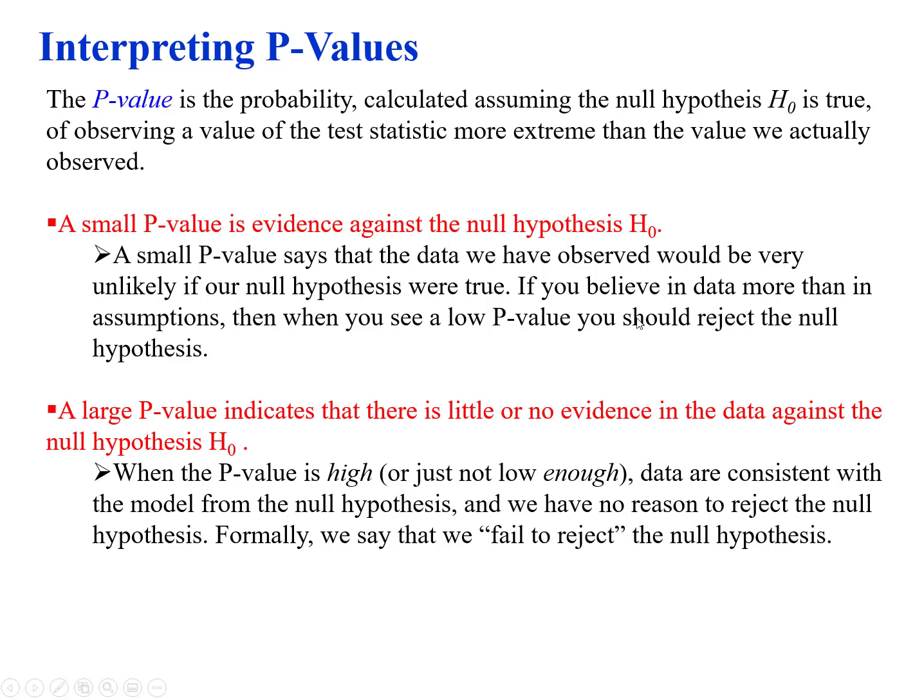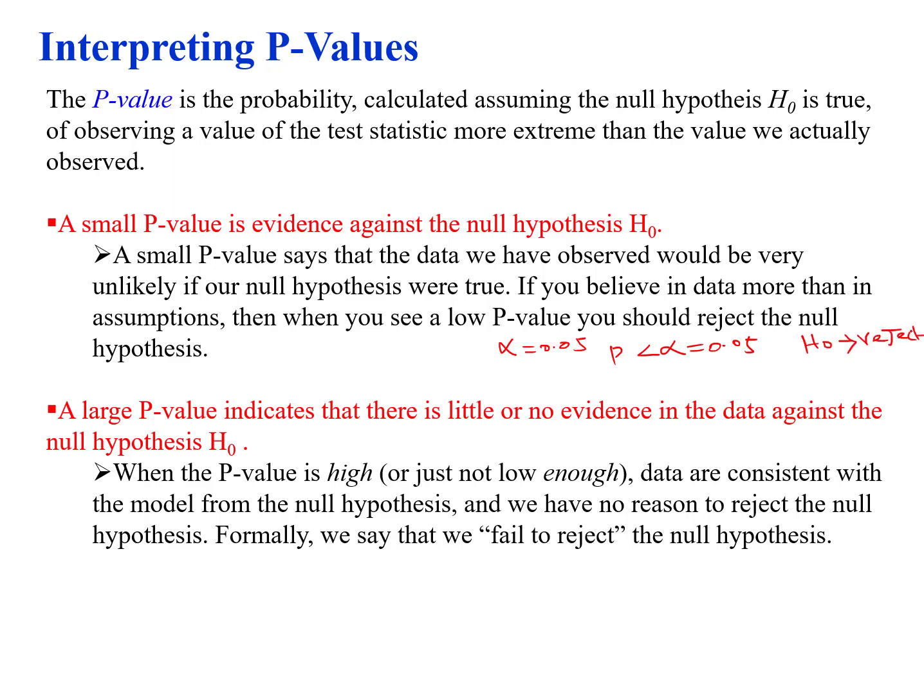A small value says that the data we have observed, basically the sample data which we collect from the big population and analyze, would be very unlikely if our null hypothesis were true. If you believe in data more than in assumption, then when you see a low p-value, you should reject the null hypothesis. So if the level of significance is, let's suppose, 0.05, and p is less than 0.05, H naught will be rejected.